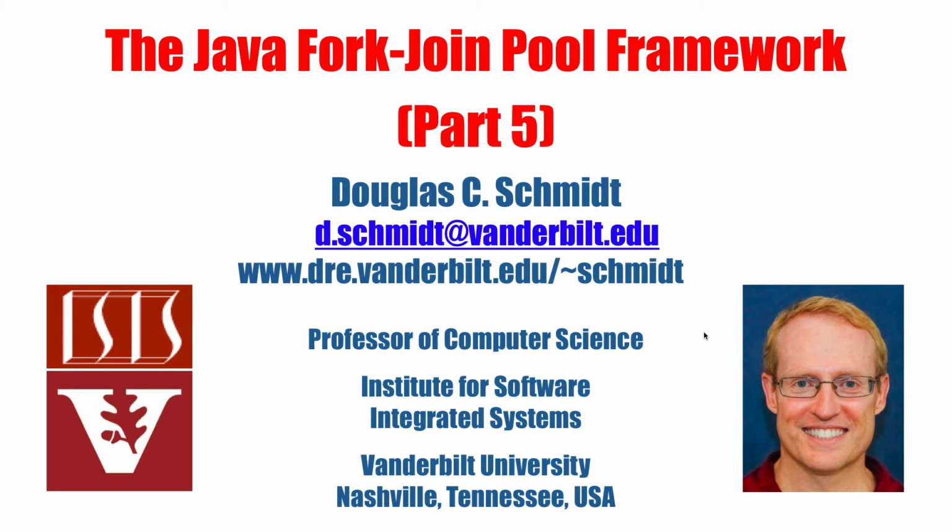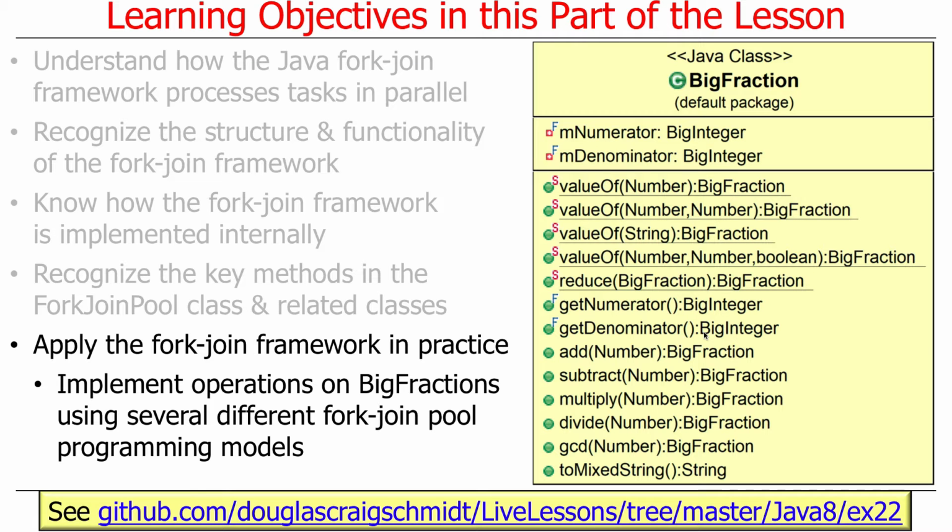What we're going to do now is talk about how to apply the fork join pool, and you'll get a chance to see how all the different features we've talked about so far and one of the subclasses of fork join task can be put together to implement the solution. The solution we're going to be looking at here is a program that's going to implement operations on big fractions. I'll talk more about what a big fraction is in a second.